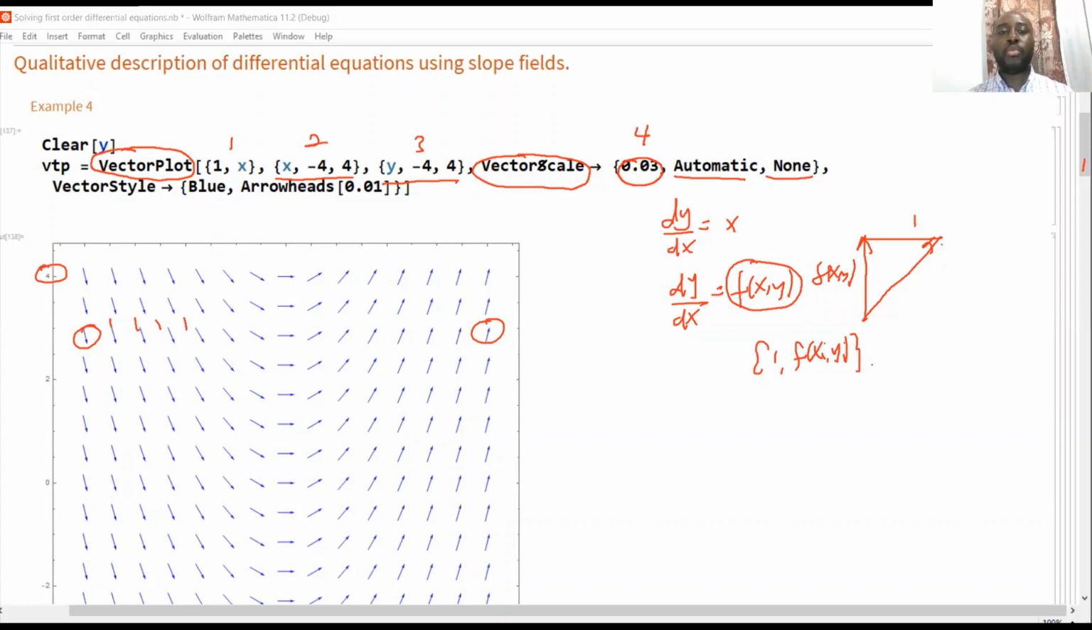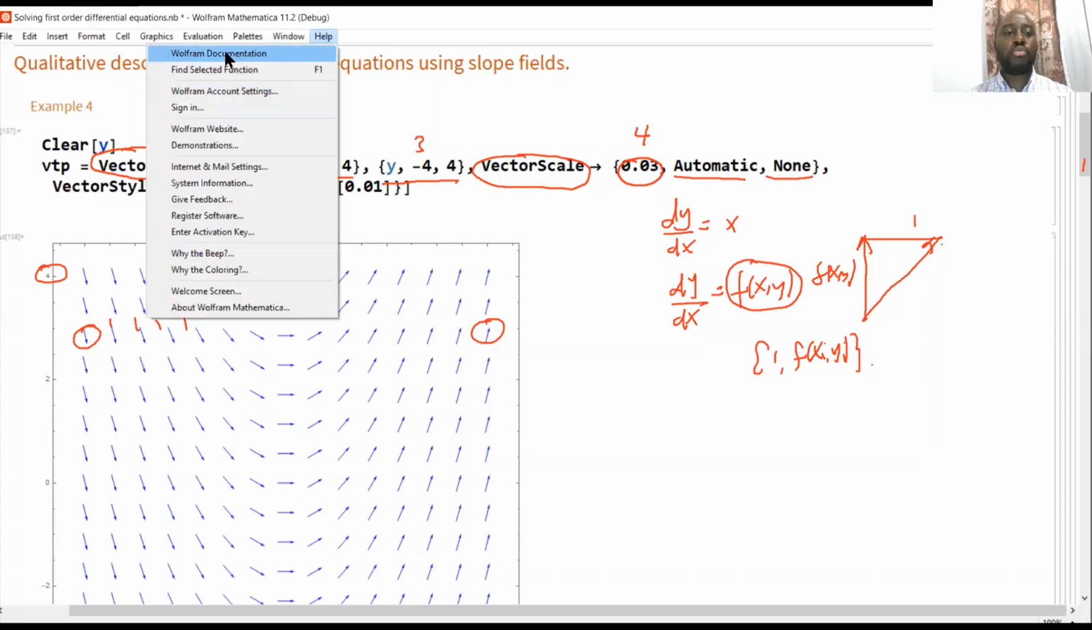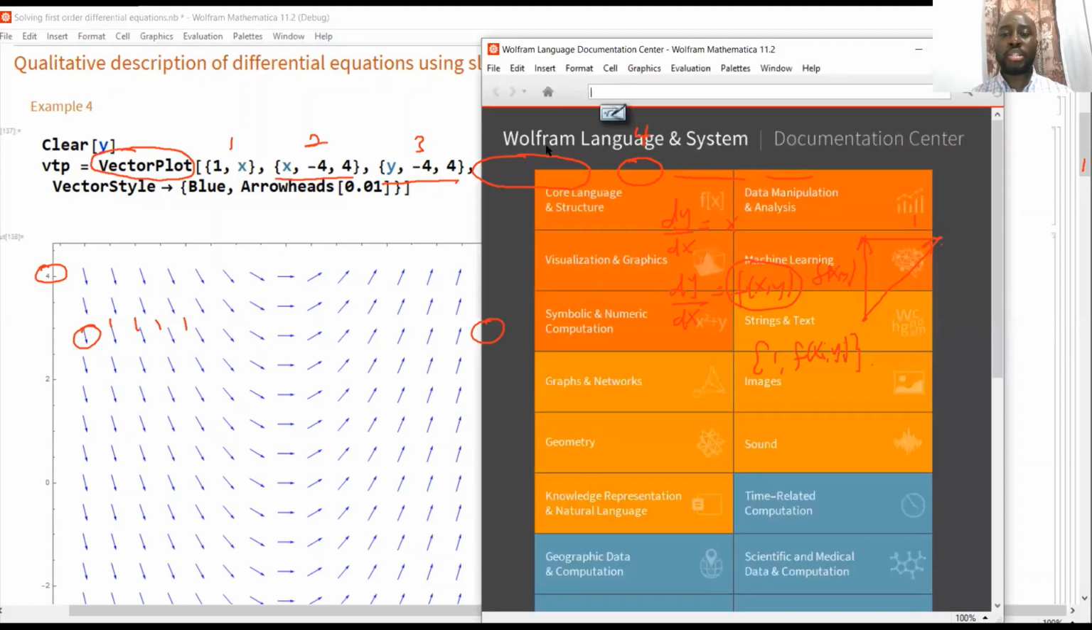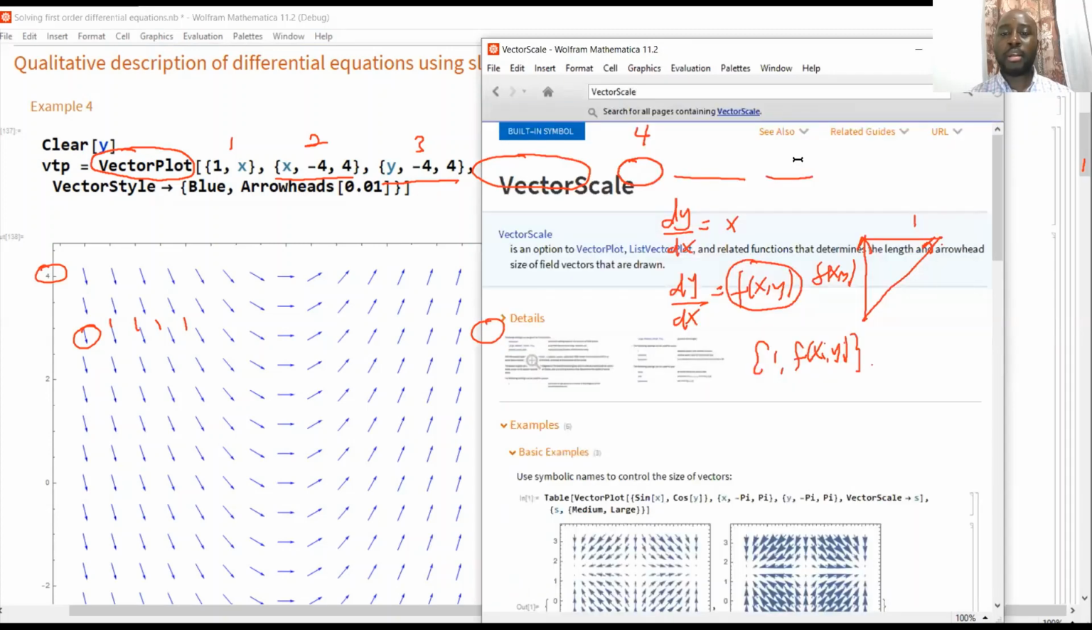Of course, if you want to learn more about any function in Mathematica, what you need to do is to go to help. So if you go to the help menu and you type Wolfram, you click the Wolfram documentation, it's going to open up a documentation center that's like a library of information for you. So if I want to know, tell me about vector scale, and I press enter, it's going to pull up all of the information that Mathematica has about vector scale and how to use it. Let me clear the screen.